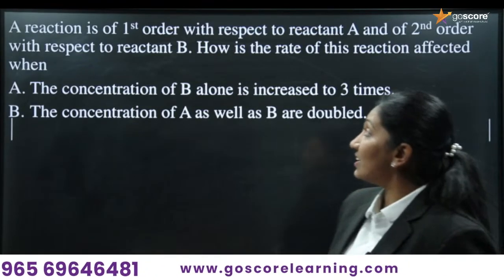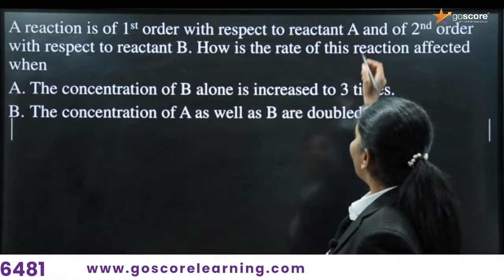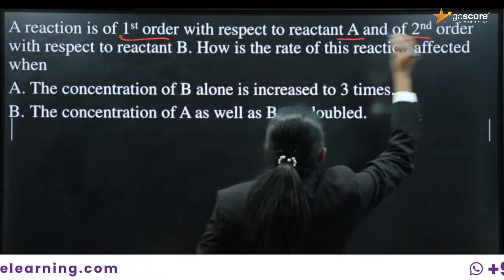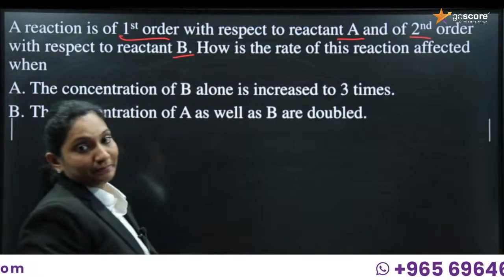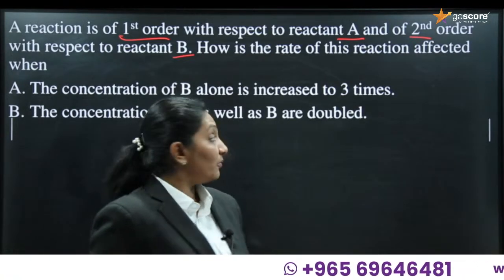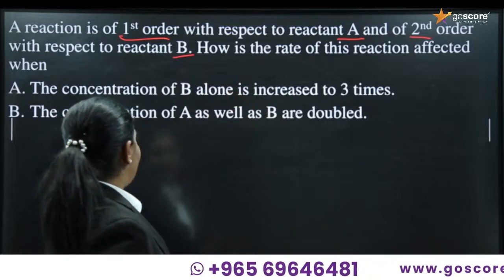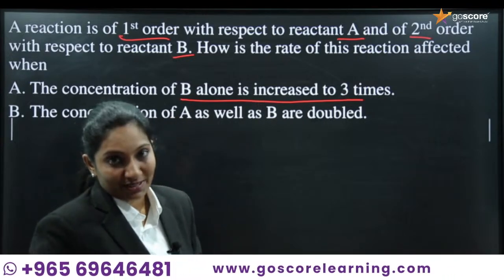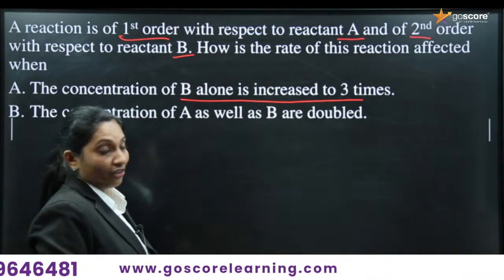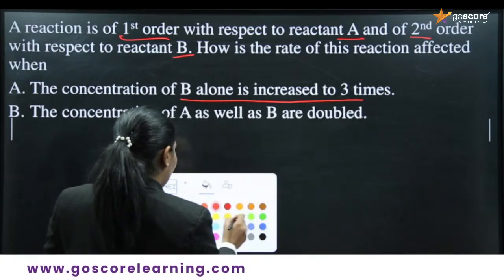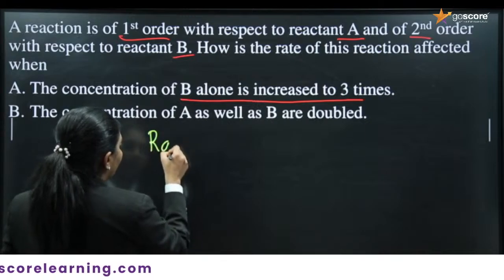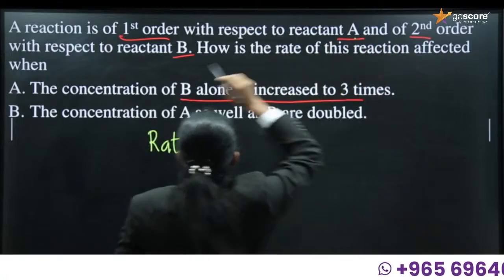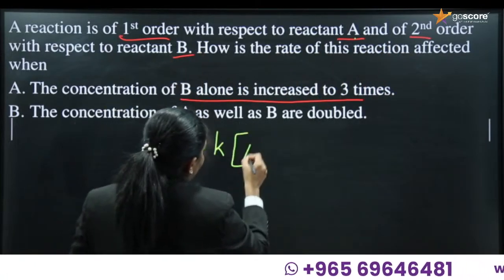That is, a reaction is of first order with respect to reactant A, and the reaction is of second order with respect to reactant B. Now we want to find out how the reaction rate is affected when we increase the concentration of B to 3 times. See, first we can write the rate of the reaction. Rate equation: rate is equal to rate constant k into, what are the reactants here? A and B, right? Concentration of A.